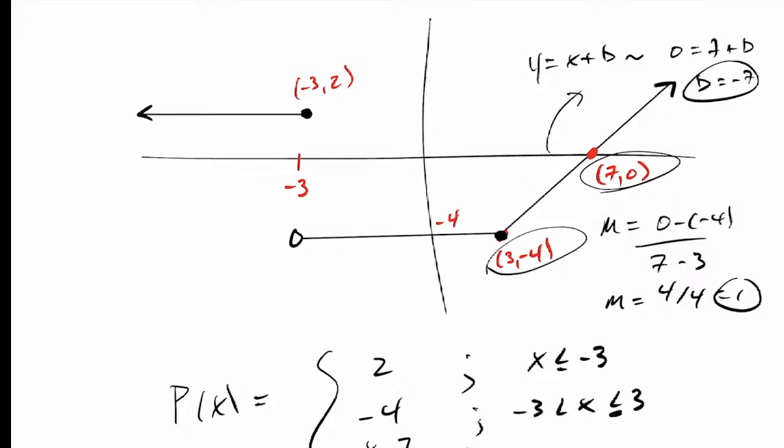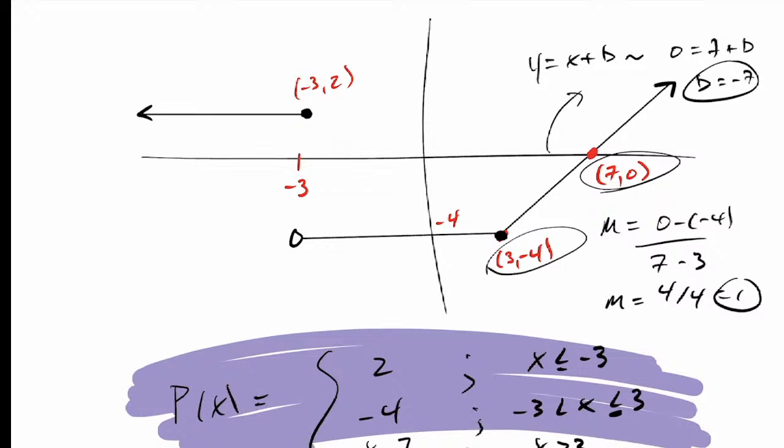And that's going to go when x is greater than 3 all the way up to infinity, because you have that arrow going on. So I can just write it as x is greater than 3. And this is an example of finding the equation.